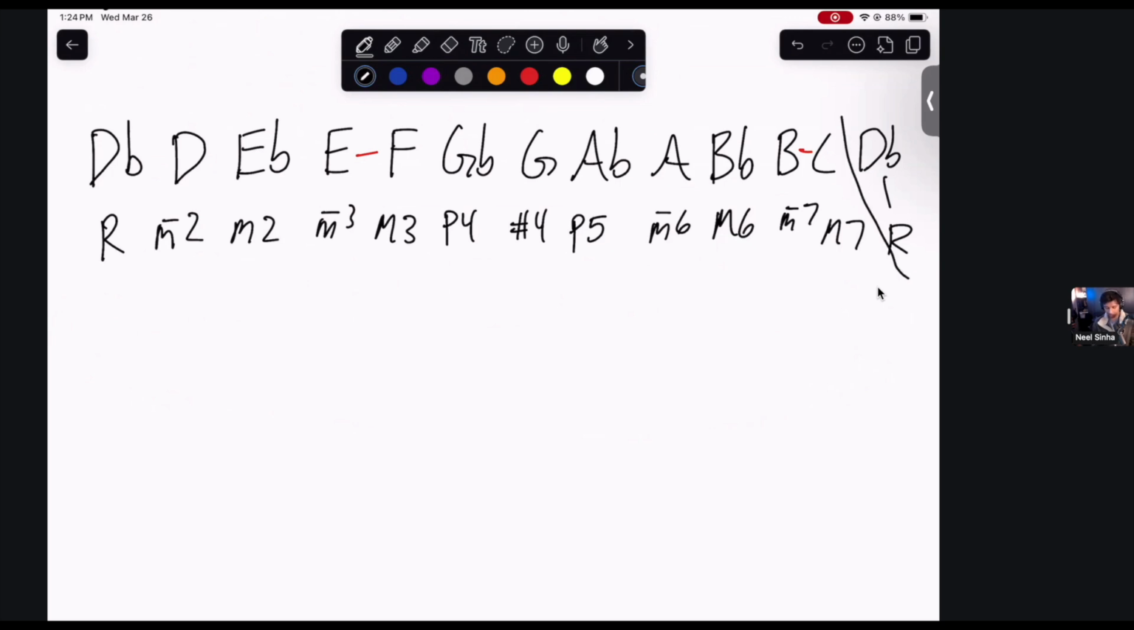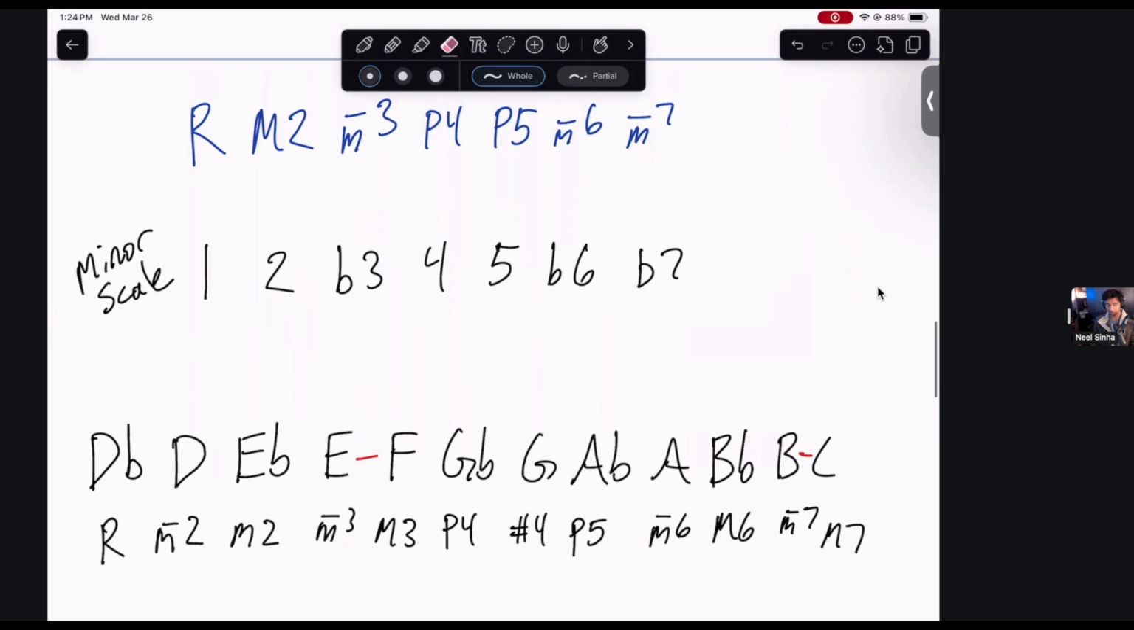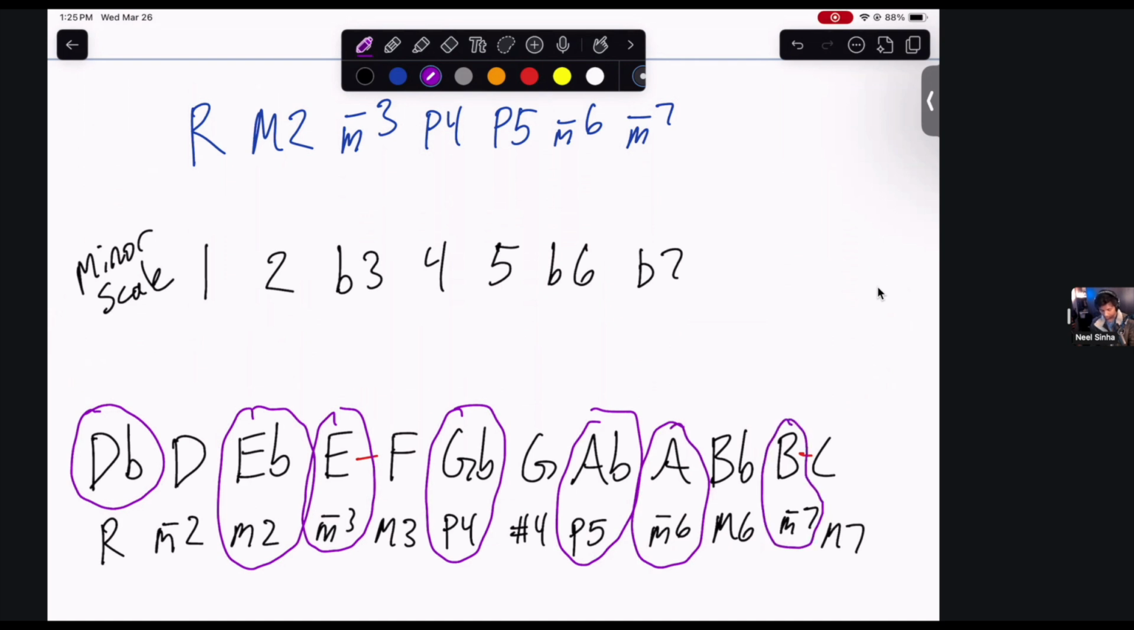Okay, so now let's figure out which ones we're going to need to make a minor scale. We can use either of the formulas that I have up top here. We'll use the normal one, not the Berkeley method, first. And we see root, so I'll circle these. We need the root, which is here. We need the major second, which is this one. We need the minor third, this one. The perfect 4th, right here. Perfect 5th, here. Minor 6, there. Minor 7, there. And then that's it.